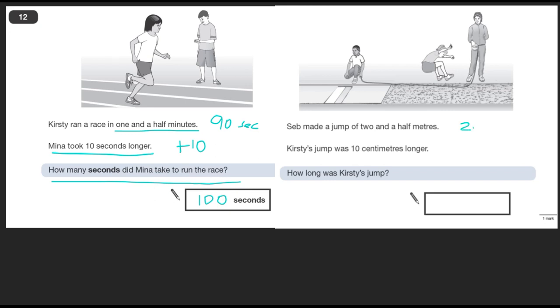Sap made a jump of 2.5 meters. So 2.5 meters is equivalent to 250 cm, cm standing for centimeter. Kirsty jumped 10 centimeters longer, so you add 10 centimeters. So Kirsty's jump is 260 centimeters. So that is the correct answer.